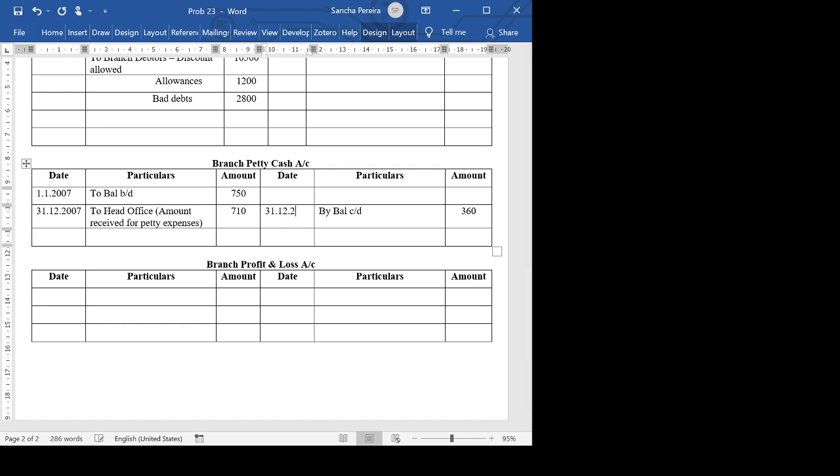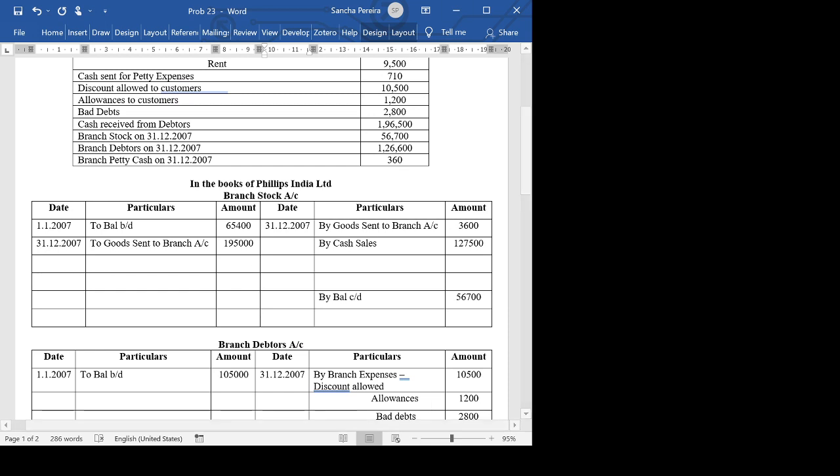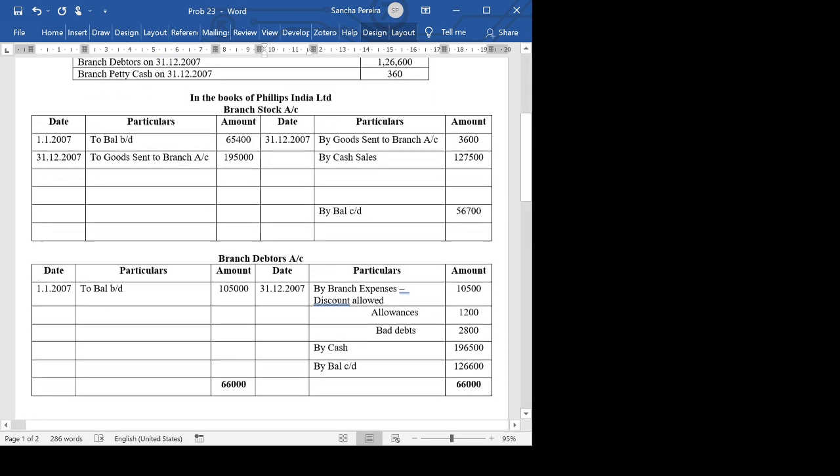31st December 2007. Now the closing here will be slightly different. Normally we would start with the branch stock account, but right now I'm not going to start with it, because as I was solving the problem, this is how your thought process should flow.